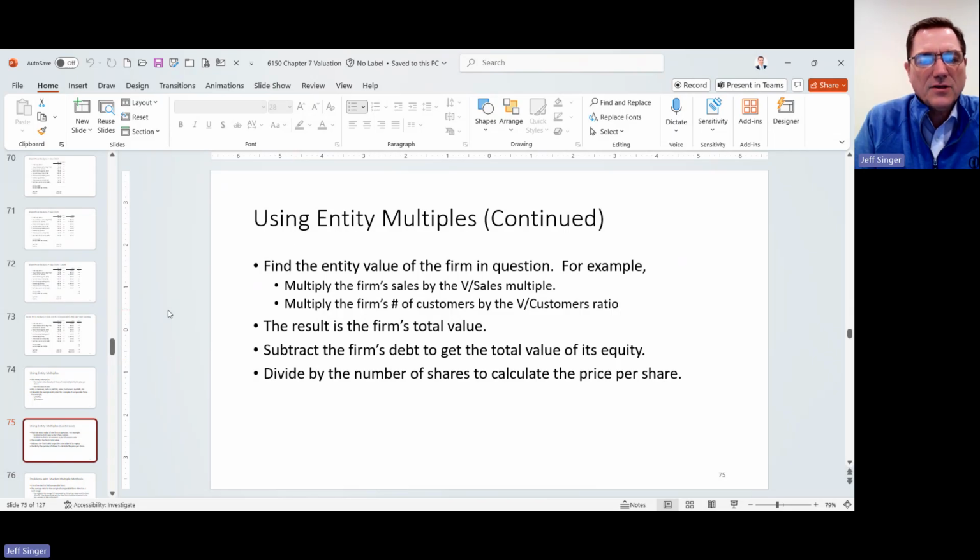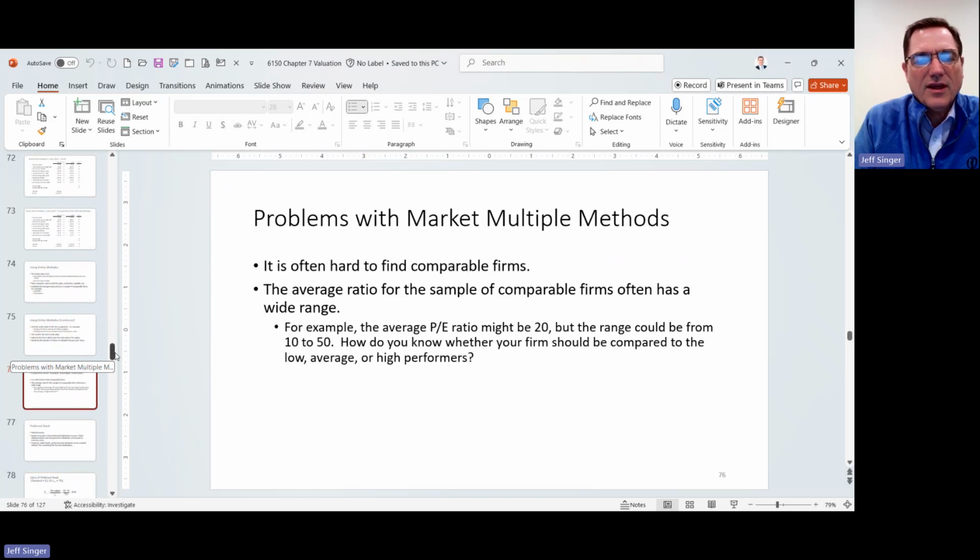Then you can do the same thing. You find the entity value and multiply it by the multiple, and then you subtract the debt, subtract the preferred, add the short-term investments, and then divide by the number of shares to get the price per share. So it's the same thing that you would do with the others to get the final stock price using multiples.